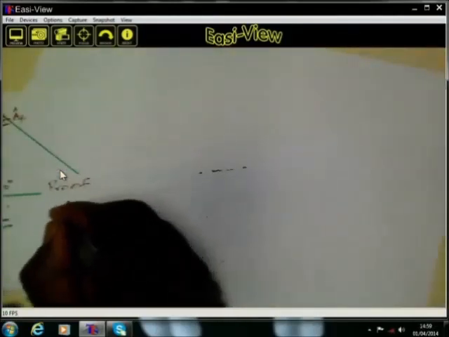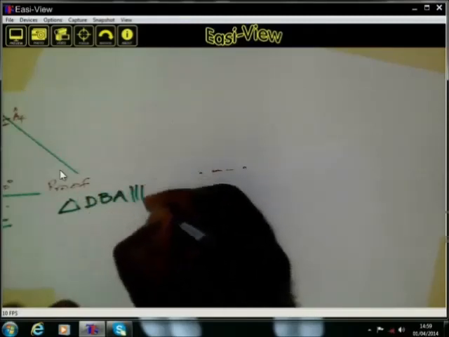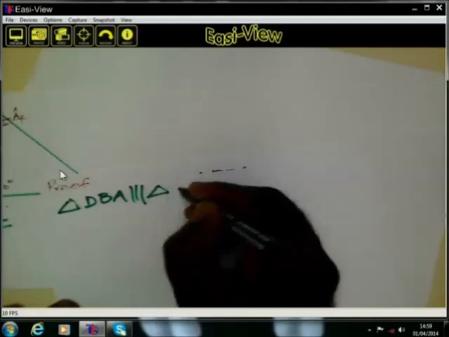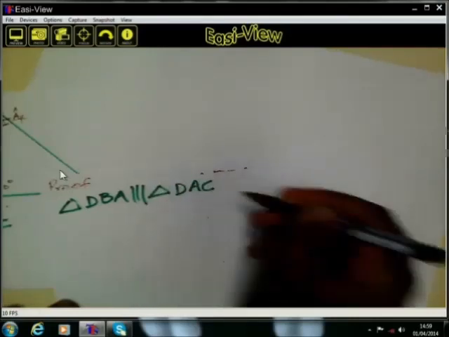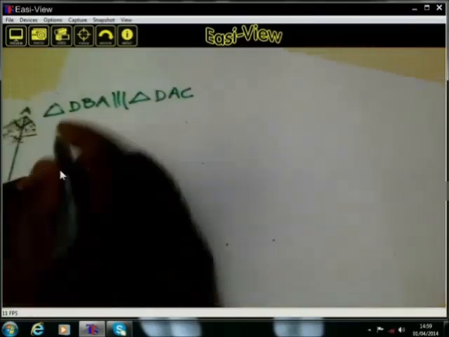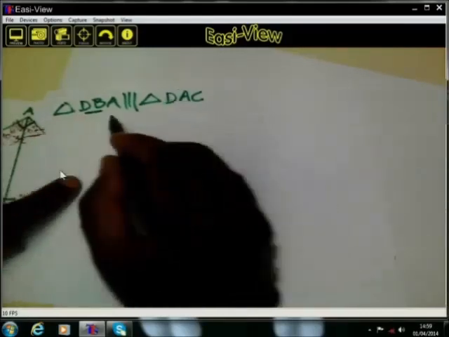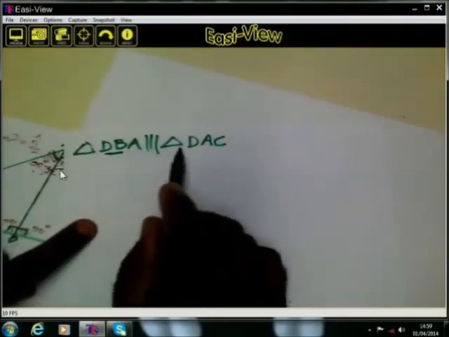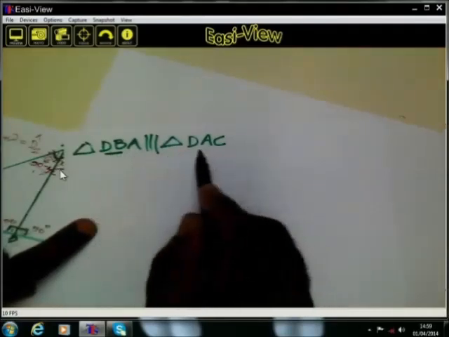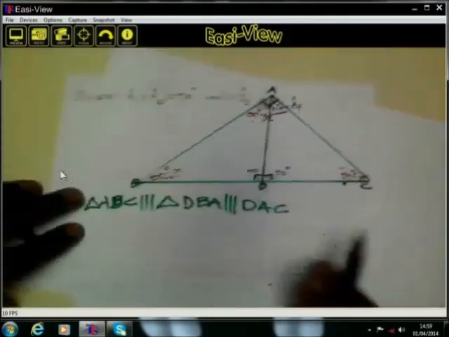Now the last conclusion will be such that triangle DBA is also similar to triangle DAC. Now from that we can do this. Let's look at side DB. If these two triangles that I've mentioned are similar, they are similar to each other because both of them are similar to the bigger triangle ABC. This is the conclusion that we have come up with.